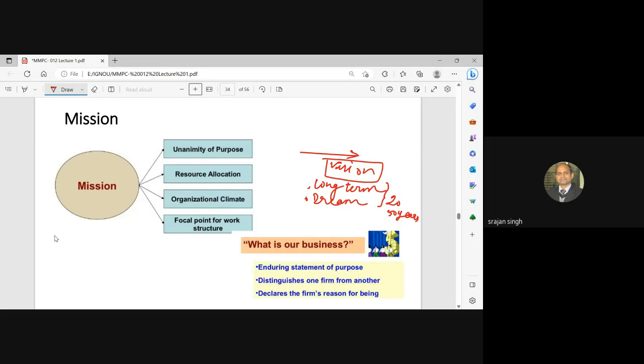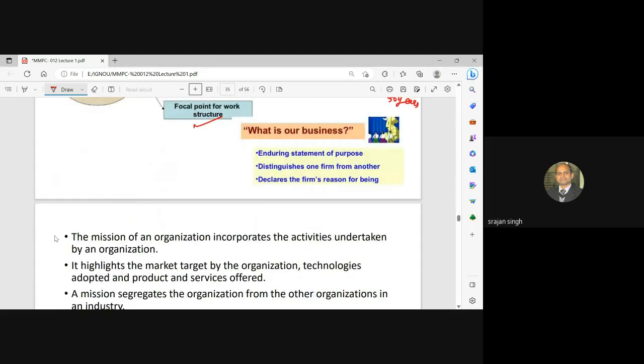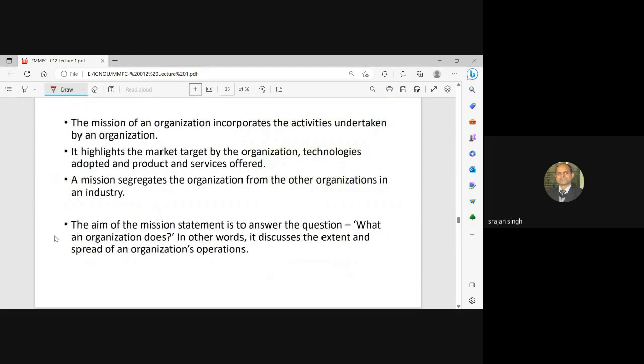So now, next thing is mission. So mission is unanimity of purpose, resource allocation, organizational climate, and focus point for work structure. The mission of an organization incorporates activities undertaken by an organization. So this is not a dream. These are the activities undertaken.